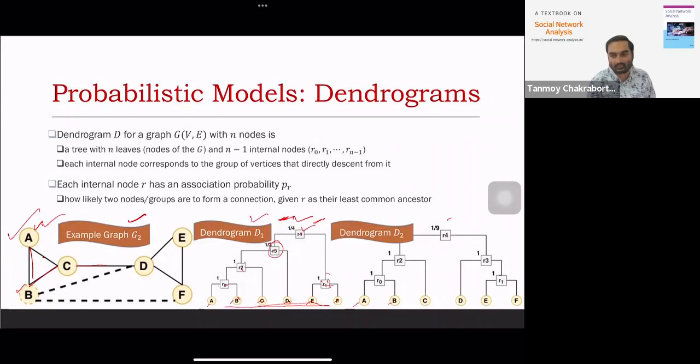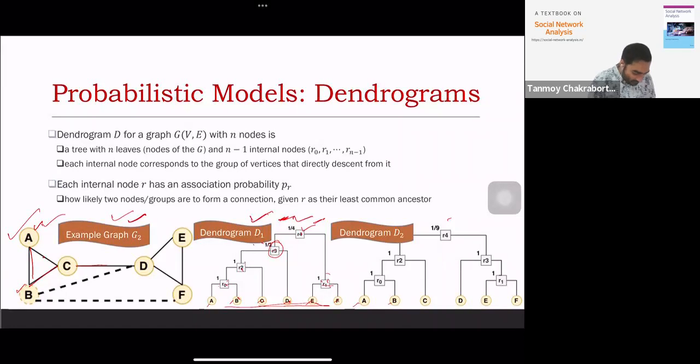Let us assume that you have some ways to create a dendrogram. Okay, and let us start with considering only one dendrogram at a time. Later I will tell you how to consider multiple dendrograms for creating the links at the end. Let us consider that you have this graph, okay, and you have a dendrogram D1, and this dendrogram essentially tries to capture the relation between nodes in some ways. And let's look at the internal nodes, the meaning of the internal nodes.